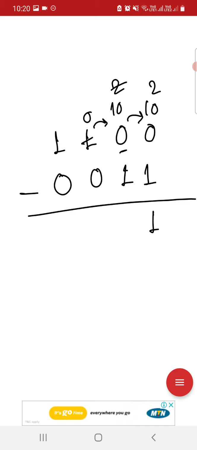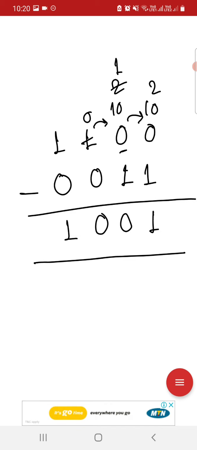When you take a borrow from that digit, that will be 1. 1 minus 1, that is 0. Now 0 minus 0, that is 0. 1 minus 0, that is 1. That will be your answer.